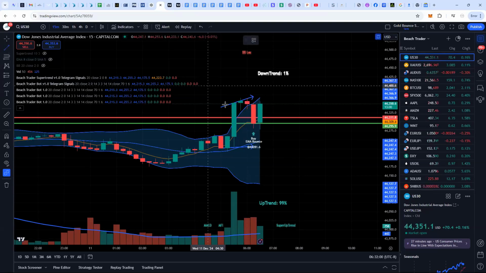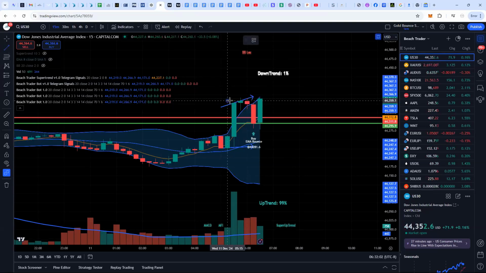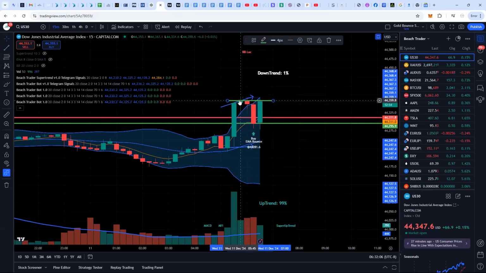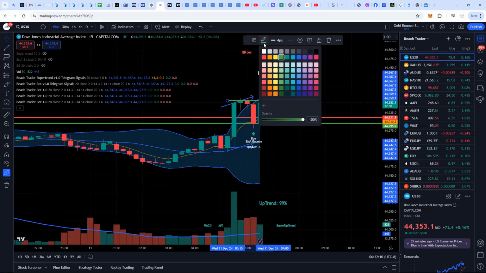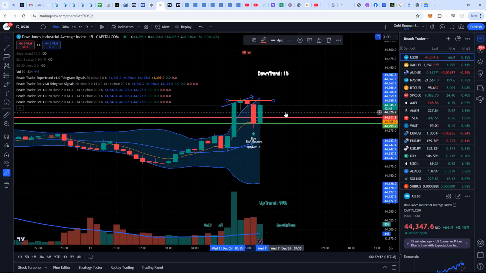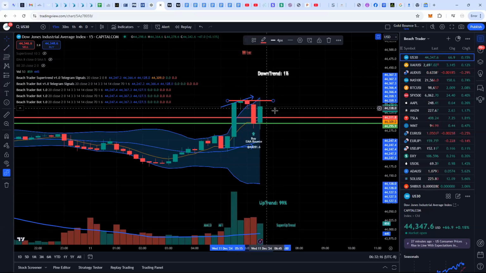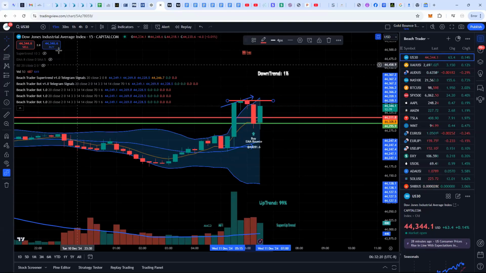And what am I saying? I'm saying that there's a resistance right here. If you look right here, it hits right here one time, two times, three times. This is the fourth time it's going to hit right here. And it's been going down since that area. That's why I took the trade going down. We see right now it's going down after hitting that red line.